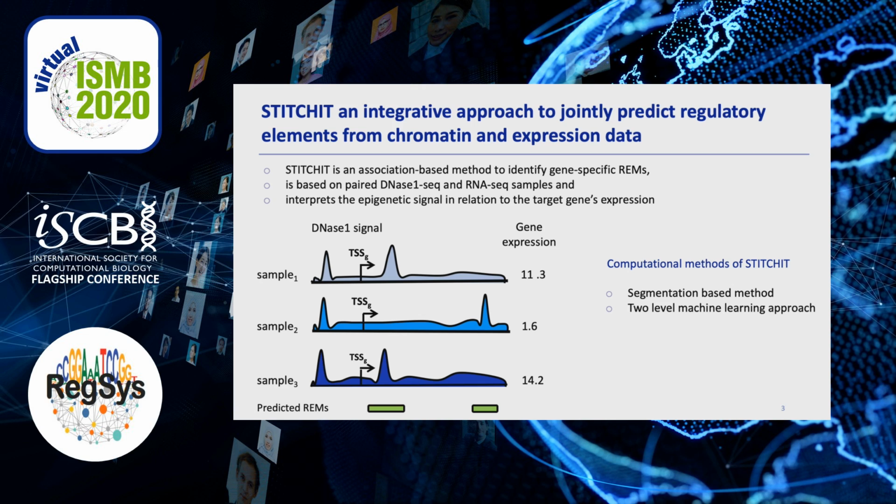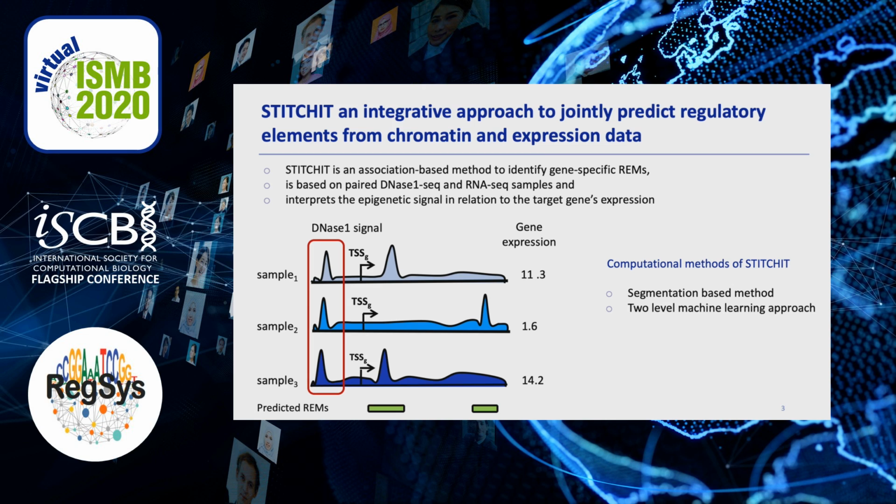Here in this figure you can see the idea illustrated on 3 samples, and for each sample the DNA signal and the gene expression is shown. In the first and the third sample the gene is highly expressed, indicated by this high gene expression value, and in the second sample the gene is basically not expressed, shown by this low gene expression value. And if you look now at the DNA signal, you observe several peaks which could be relevant for the expression of the target gene. The first one here occurs in all 3 samples, independent of the expression value.